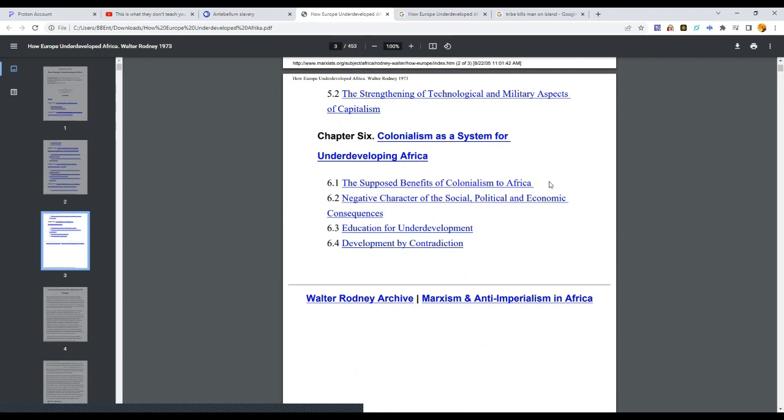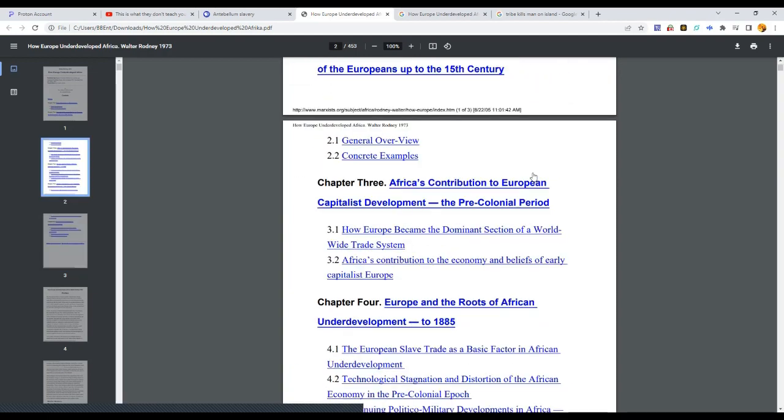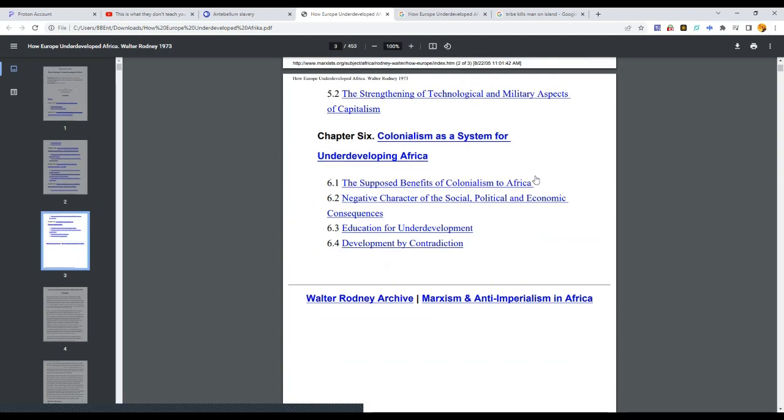You see, we got a whole section here dedicated to Thomas Sowell. See, Walter Rodney was ahead of his time already. We got a whole section, not even a chapter, a section dedicated to Thomas Sowell after going all through these first 5 chapters. 6.2, negative character of the social, political, and economic consequences. 6.3, education for underdevelopment. 6.4, development by contradiction.